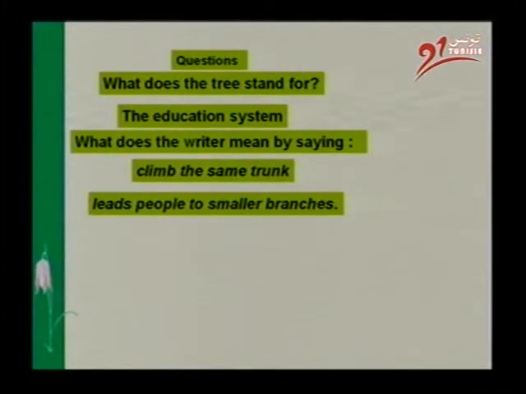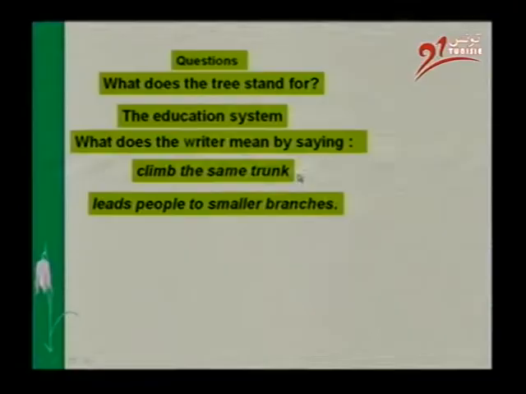Leads people to smaller branches. What does it mean by that? If we speak about smaller branches, which means we speak about specializing in different branches, or it depends on the decision, on your choice, which means which branch you are going to follow, arts, science, and it depends also on the professional future, for example, what you want to be in the future.